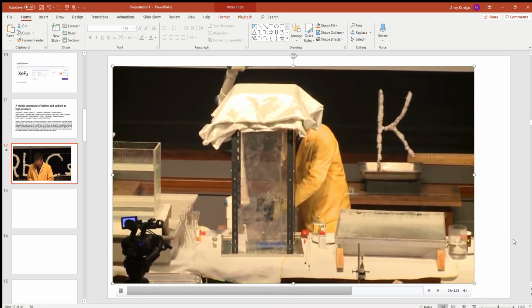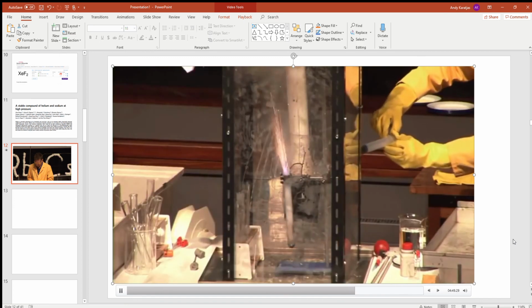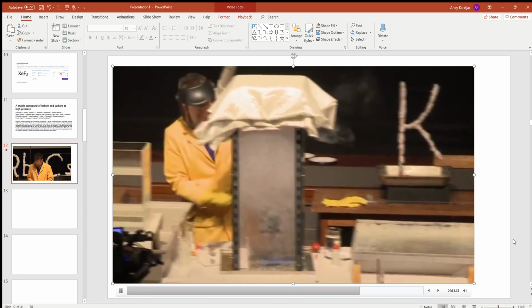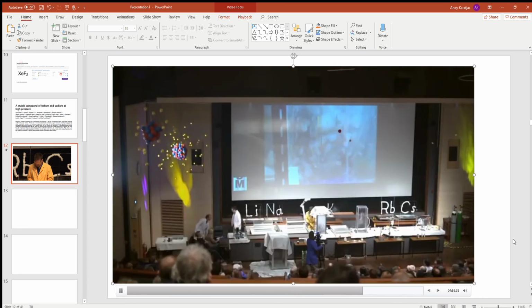Here is our water. And there we go. Not bad. Oh, I'm pleased that one's over. Good. Right.